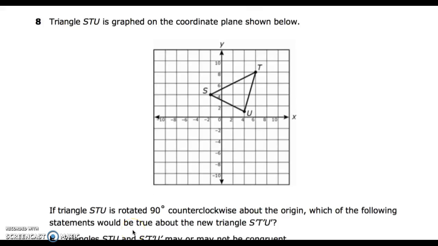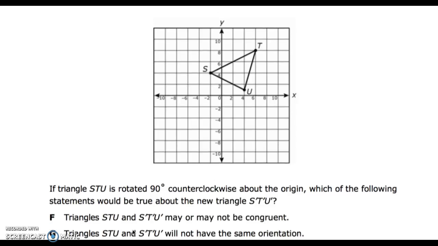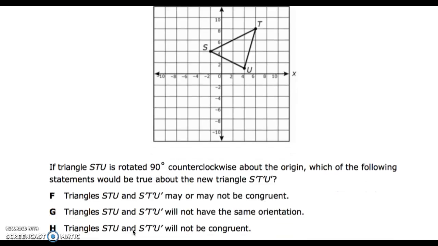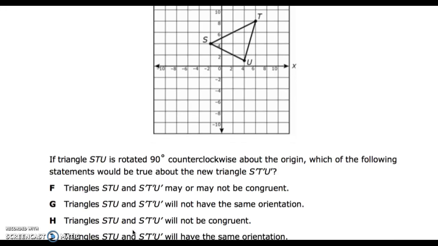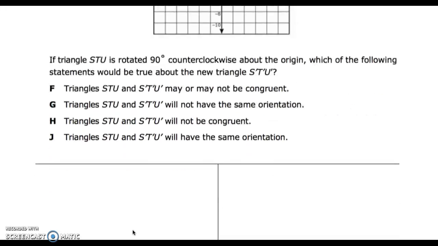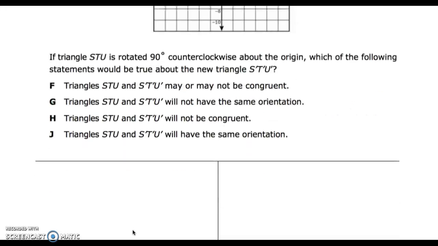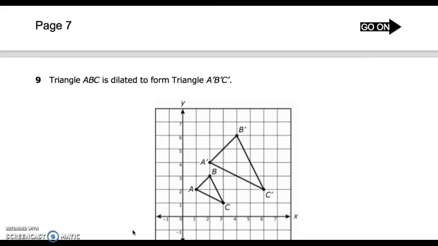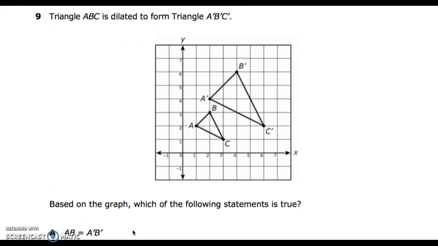Number 8, triangle STU is graphed on the coordinate plane shown below. If triangle STU is rotated 90 degrees counterclockwise about the origin, which of the following statements would be true about the new triangle S'T'U'? Number 9, triangle ABC is dilated to form triangle A'B'C'. On the graph below, which of the following statements is true?